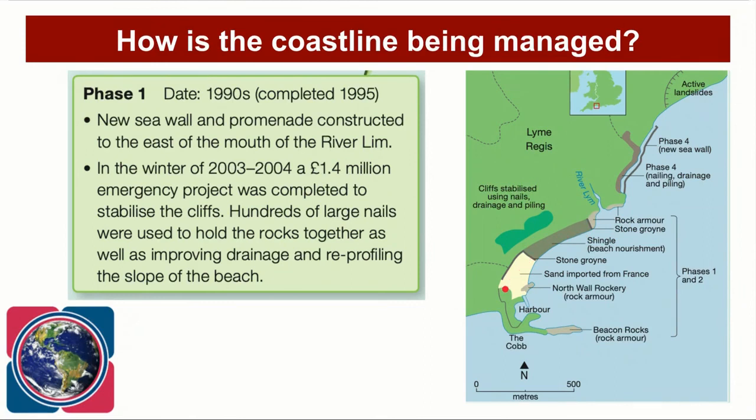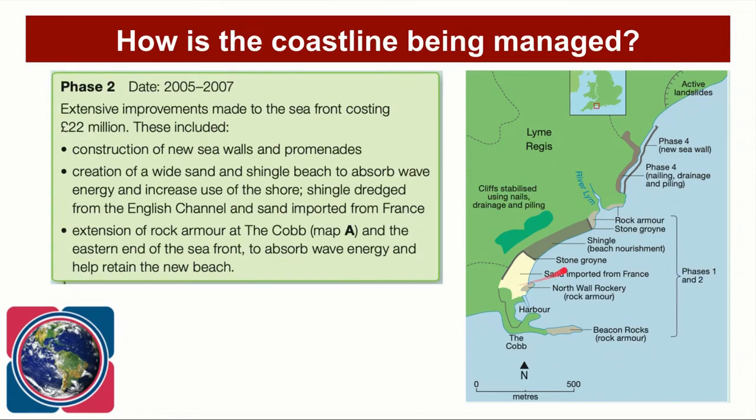And it says that in the winter of 2003-2004, a £1.4 million emergency project was completed to stabilise the cliffs, okay, to stop them from having landslides, putting pipes through them, putting poles through them to try and improve the drainage and to kind of reprofile the cliffs so that they're less likely to slip. So that's our first phase.